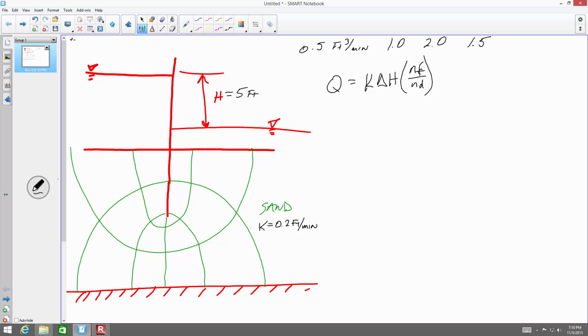Okay, so what is K? K was given to us: 0.2 feet per minute. Pretty simple. What's delta H? Delta H is 5. It's headwater to tailwater. So that's 5 feet.